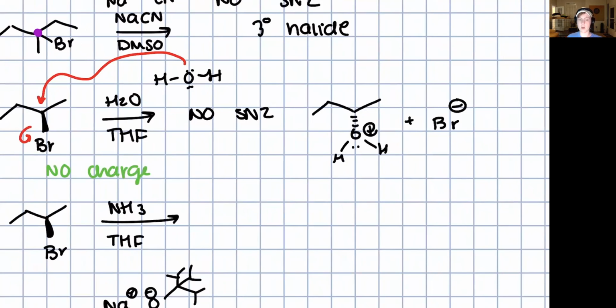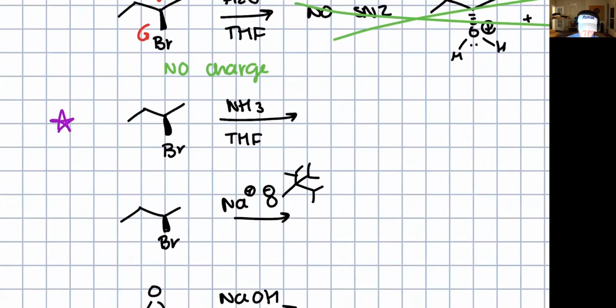And on the right, we would have charge. And so again, that's not electronically favorable because we are going from neutral species to having charged species. So that really is not going to happen. And then for this example, this one is a little bit interesting.